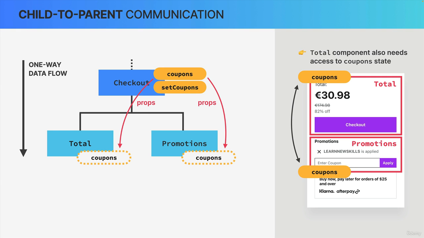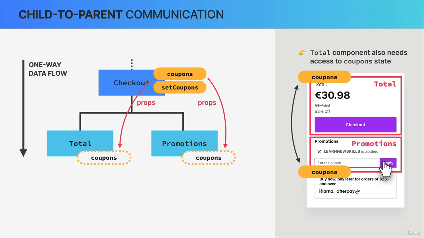But now, what happens when we want to add a new coupon to the coupon state? Or in other words, what happens when the user inputs a new coupon and clicks on the apply button? Well, we want to update the coupon state, right? But how do we do that now? Because after lifting the state up, it now lives in the parent component. So not in the promotions component anymore. Promotions only receive this data via props.